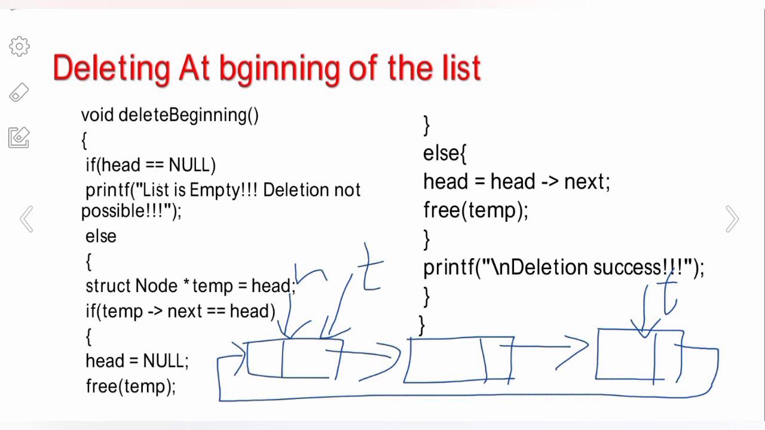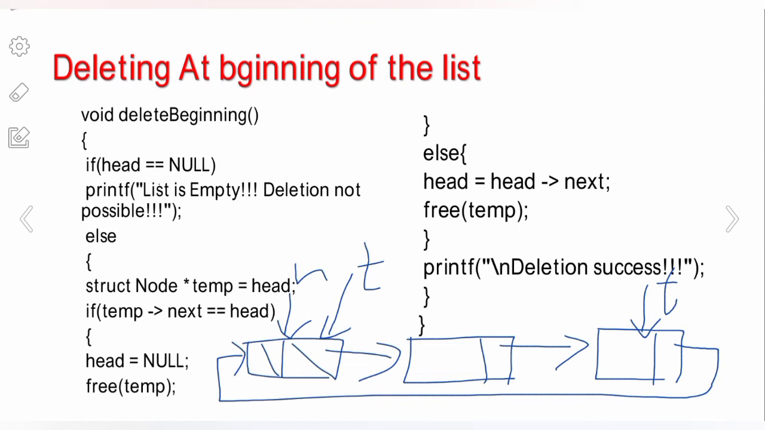So here temp->next equals head. That means the if condition is satisfied, and head equals null means we are going to make the head value null. And then we are going to free the temporary variable. Since the temp next equals head, we are going to make the head value null and free the temporary variable.